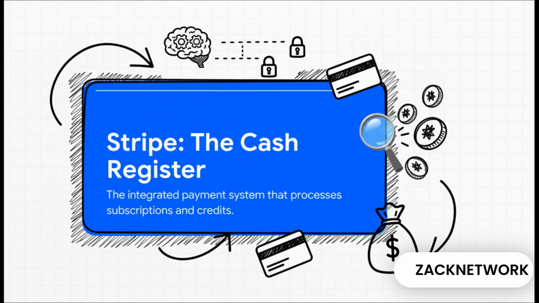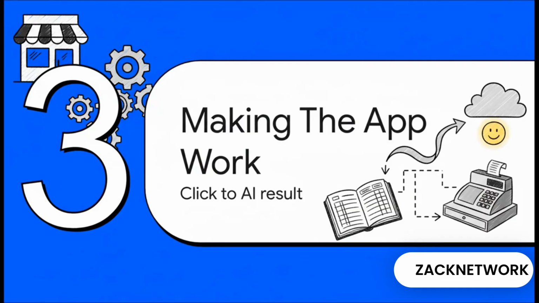And last but not least, we've got Stripe. This one's easy. It's the cash register. Stripe handles all the money. It securely processes payments, whether it's for subscriptions or for buying more credits. This is the part that lets you actually make money from your idea, right from the get-go. So there you have it, the storefront, the workshop, the ledger, and the cash register. We've got all the pieces.